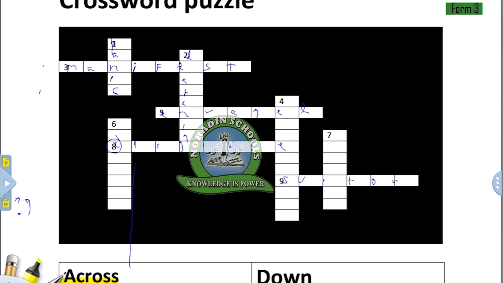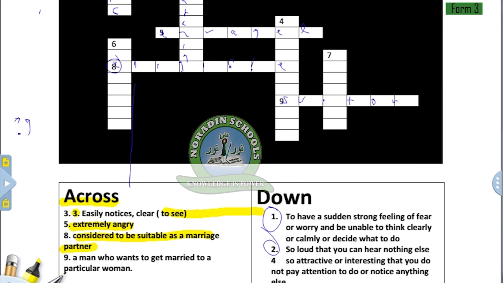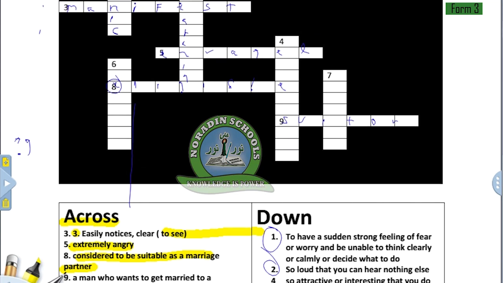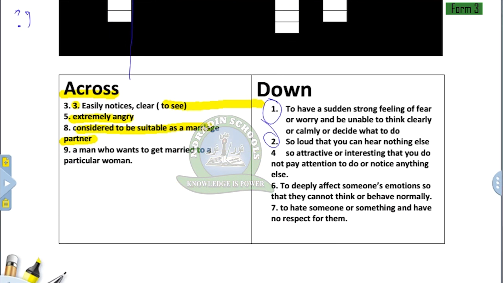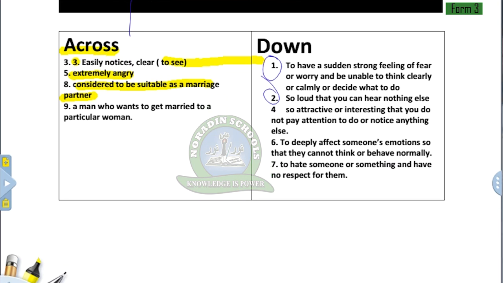Okay, let's now go back to the fourth. So attractive or interesting that you do not pay attention to or notice anything else. Which word do you think can change that definition? So attractive or interesting. Let's think. Yes, mesmerizing.